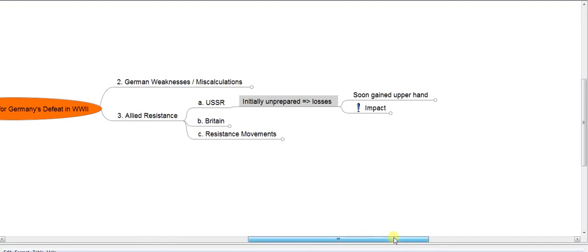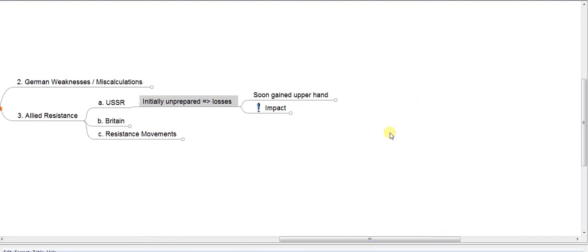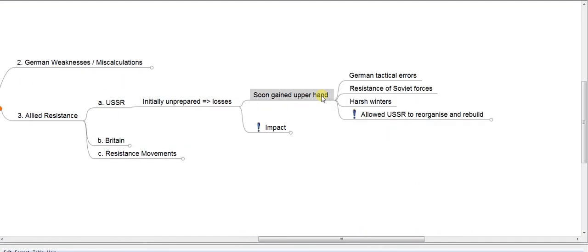So the longer the war dragged on, the USSR was able to recover. So German tactical errors, like I mentioned in Moscow, for example, allowed the Russians to recover. And the resistance of Soviet forces was also very, very stiff, very good, and the Germans were actually not expecting such firm resistance from the Soviet forces.